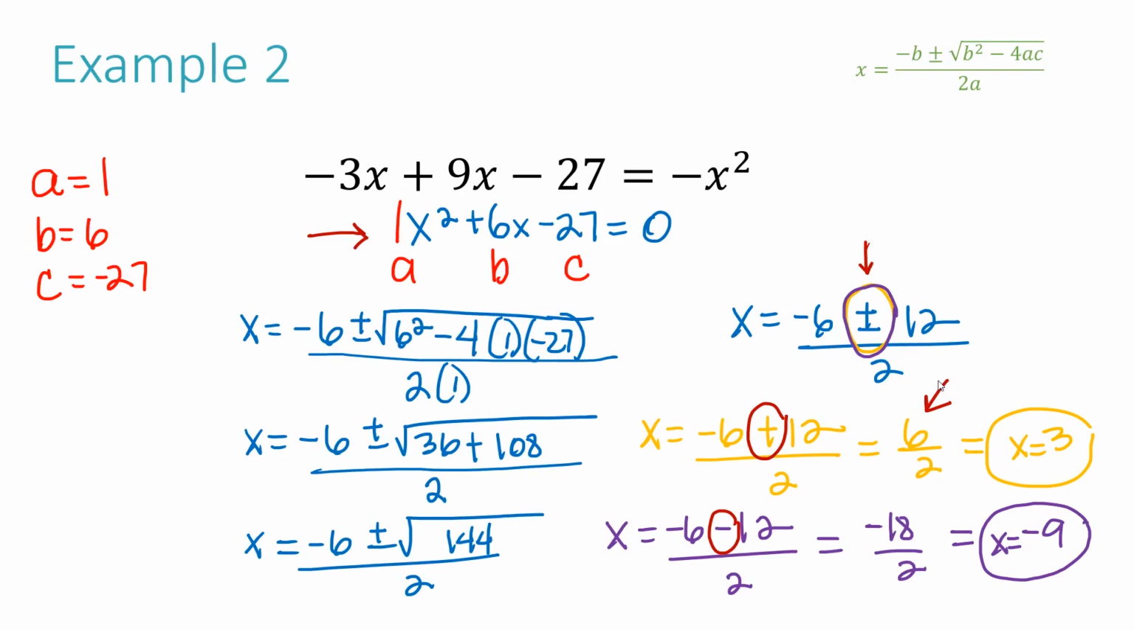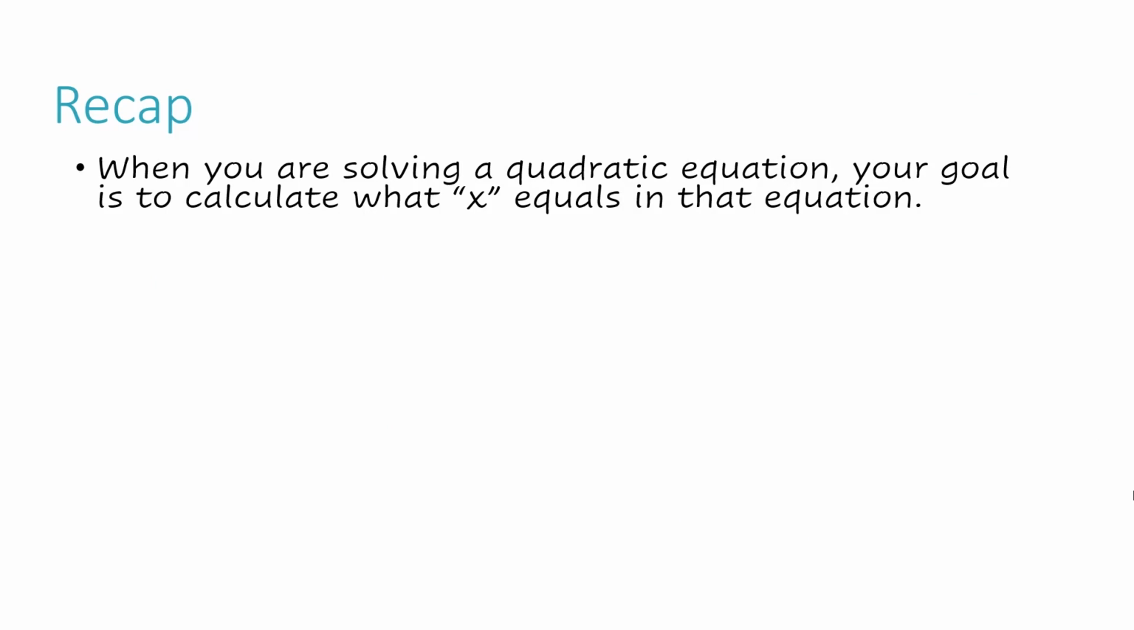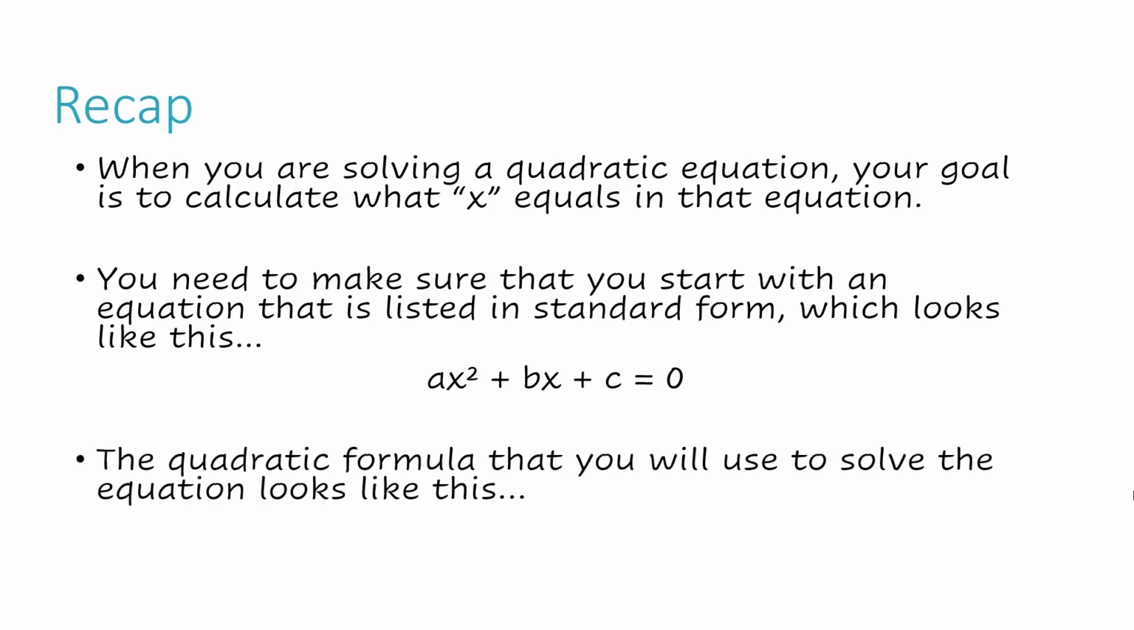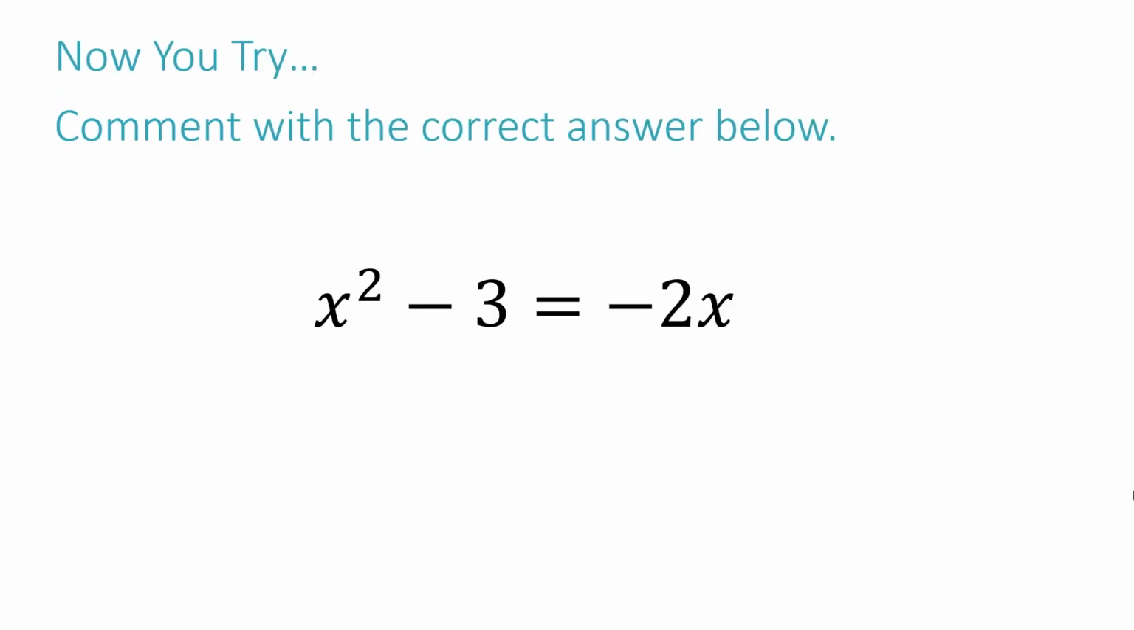Now let's take a recap. When you're solving a quadratic equation, your goal is to calculate what x equals in that equation. You need to make sure that you start with an equation that is listed in standard form, which looks like this: ax squared plus bx plus c equals 0. The quadratic formula that you'll use to solve the equation looks like this: x equals negative b plus or minus the square root of b squared minus 4ac all over 2a.